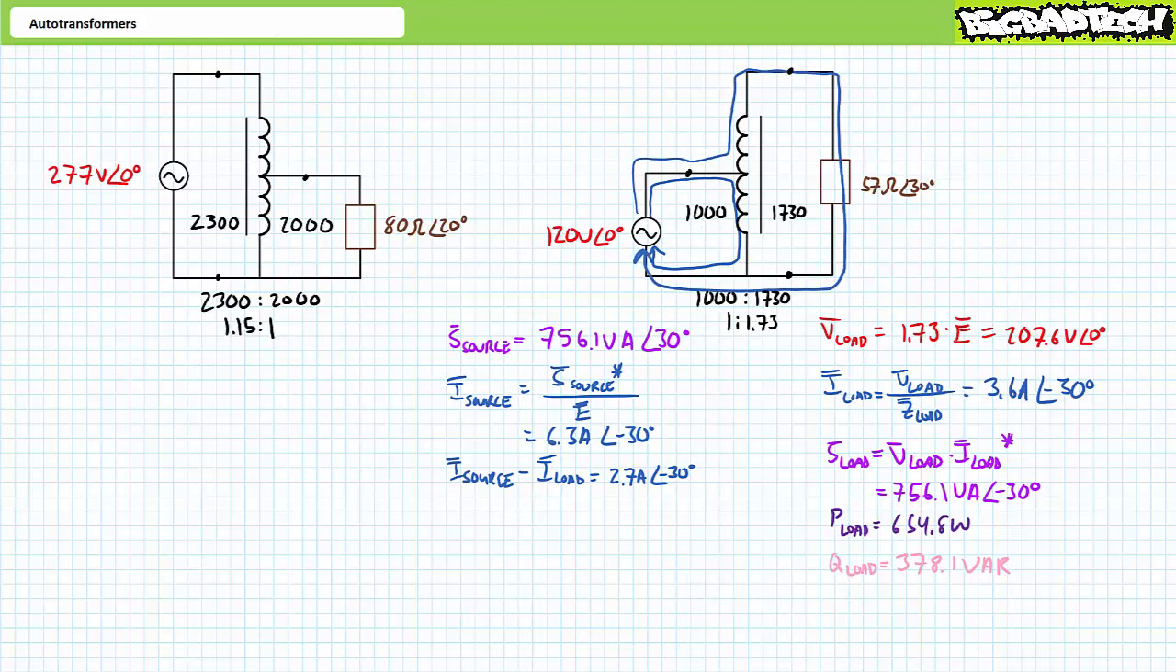What you experience in a step-up configuration is 2 loops of current, both traveling clockwise. The low voltage high current primary includes both paths at 6.3 amps at an angle of negative 30 degrees, whereas the high voltage low current secondary side includes the 3.6 amps at an angle of negative 30 degrees drawn by the load. Alright, that's about it for today.